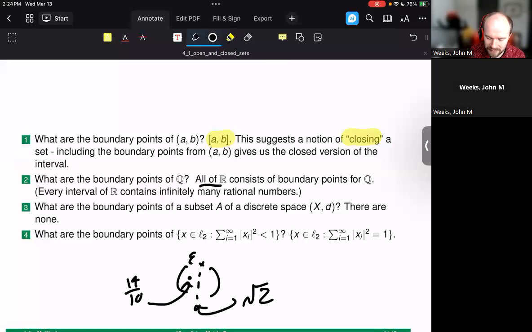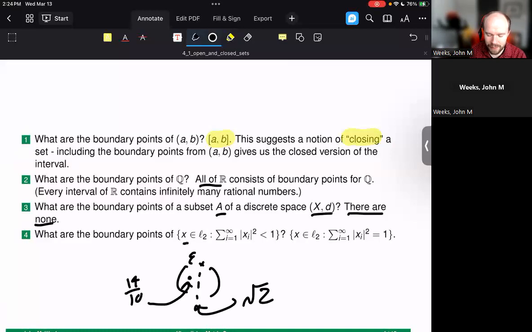What are the boundary points of a subset A of a discrete space? There are none. And this might be something that's cool for you to go through and check. Leave this as a little bit of an exercise to show that there are no boundary points here. Try playing around with those epsilon values that we know are pretty good to look at when it comes to discrete spaces.